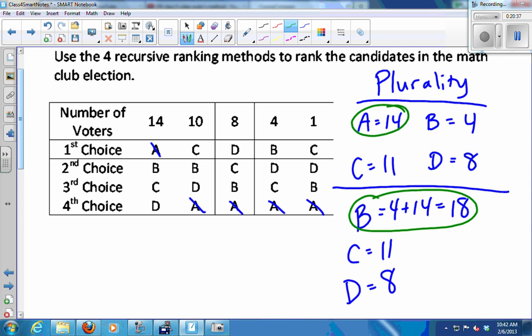So B wins the matchup of the losers, right? We'd say A is the winner, remove them, we play again with all the losers. B is the winner of the losers, so B gets second place.